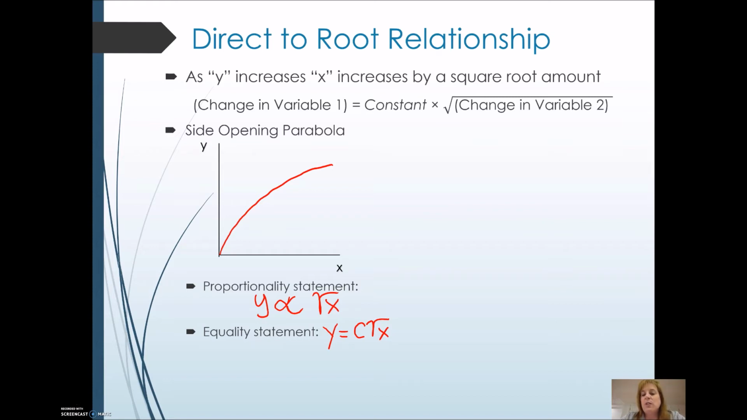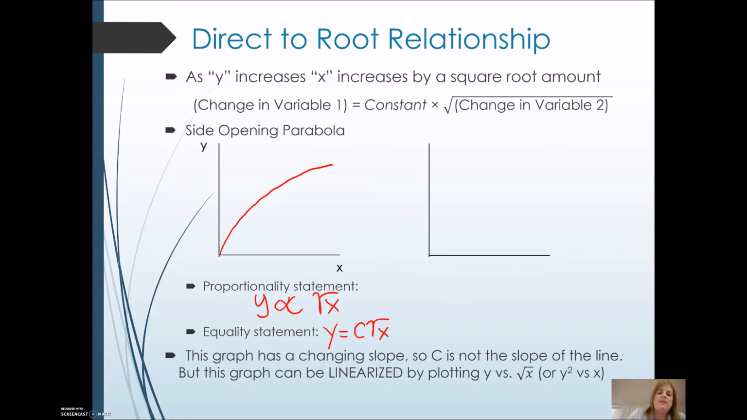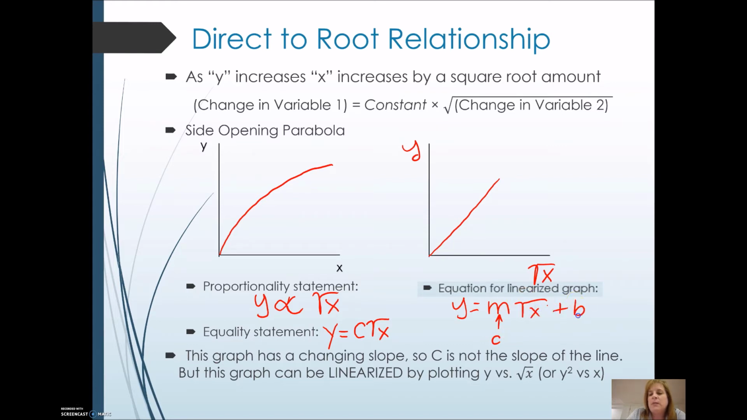I actually need to regraph this. And so if I regraph this, I would regraph it as y versus the square root of x. And of course, if we take the square root of our x values and we replot it versus y, we're going to get this magically straight line, which is really cool. And then our equation for our line is y is equal to the slope, that's our constant c, times the square root of x plus b. So you see this relationship? Think square root of x.